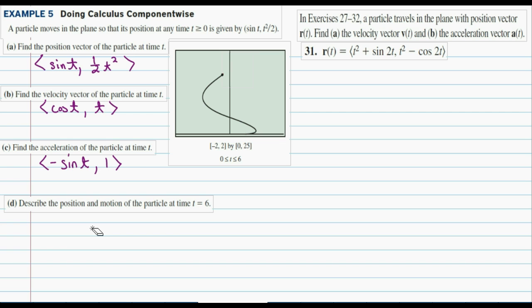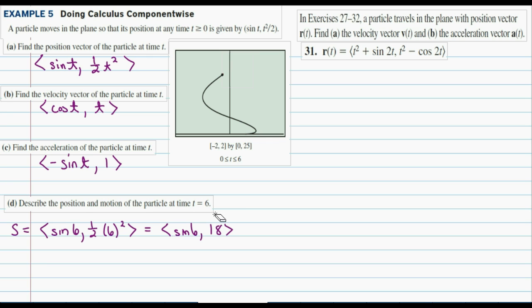So we're going to describe the position and motion of the particle at time t equals 6. Basically look at what this tells us. First we can talk about the position of the particle. So the particle at time 6 is going to be the sine of 6, comma, 1/2 6 squared. So I took the position vector and I plugged in 6. Well, that's about sine of 6, comma, 18.